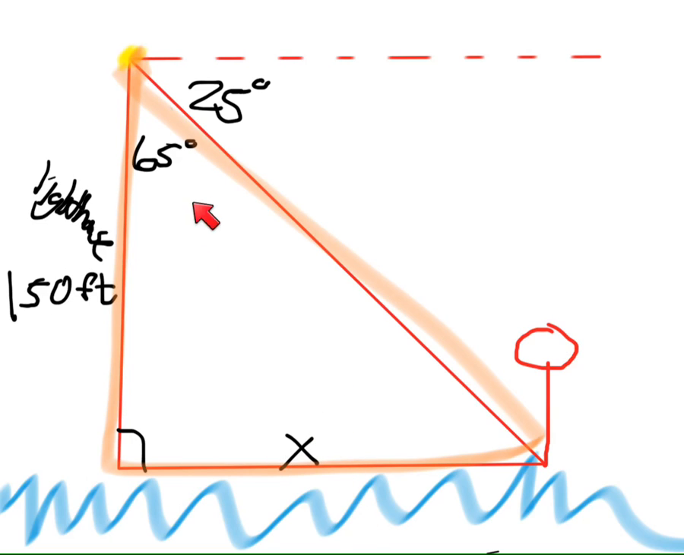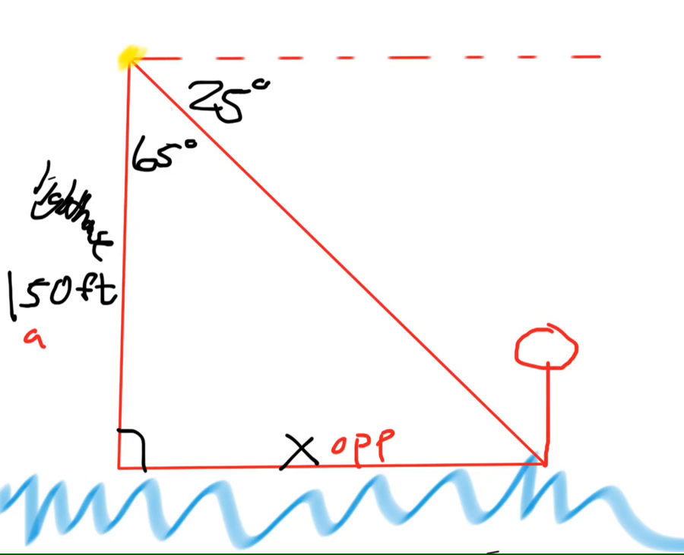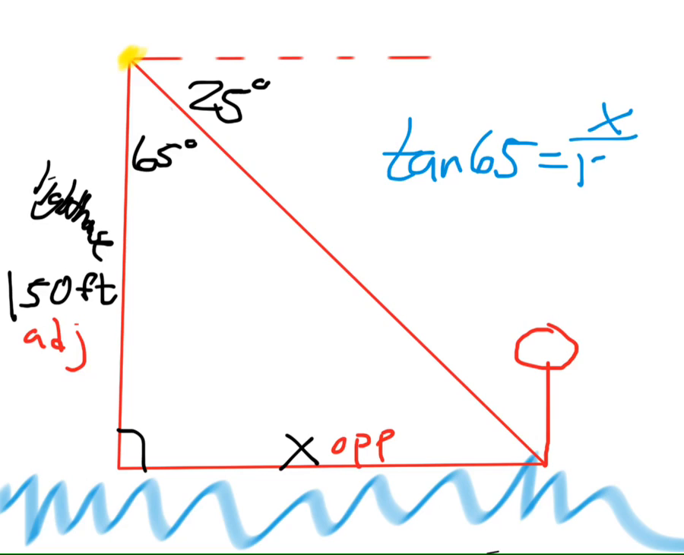What relationship is X to the 65-degree angle? Opposite, adjacent, hypotenuse. Opposite. So that one's opposite, and 150 is adjacent. I know this side's the hypotenuse because it's opposite the 90-degree angle. So since I have the opposite and adjacent, the trig function I want to use is tangent. So I'm going to take tangent of the angle. It's always tangent of the angle. Tangent of 65 equals the opposite side, which was X, over the adjacent side, which was 150.